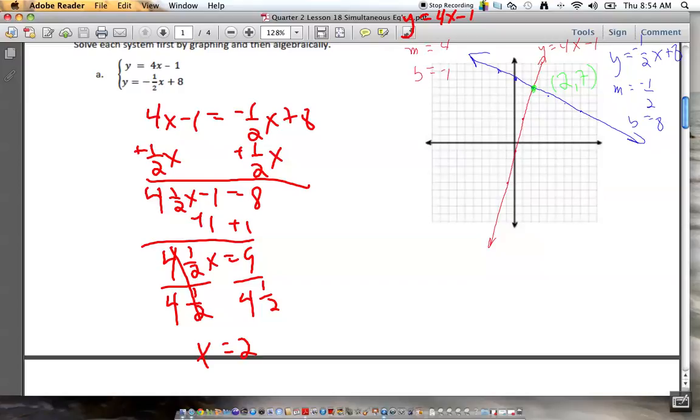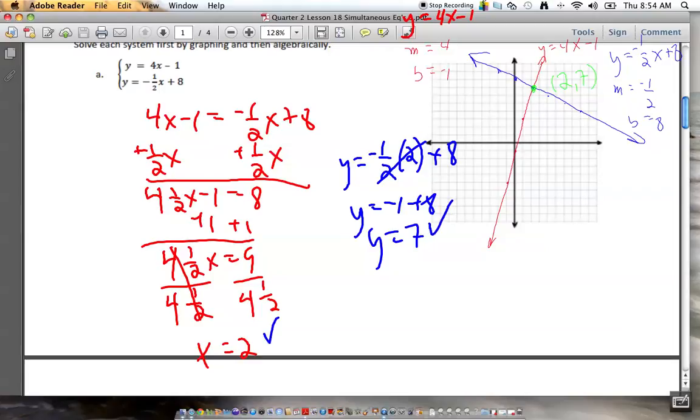Now, I have to go back and get y. To go back and get y, the y is going to equal -1/2 times 2 plus 8. -1/2 times 2, die, is -1, plus 8. Y is 7. So here, I get (2, 7). Here, I get (2, 7). So whether I do it graphically or whether I do it algebraically, I come up with the same solution either way. Any questions? We're good?